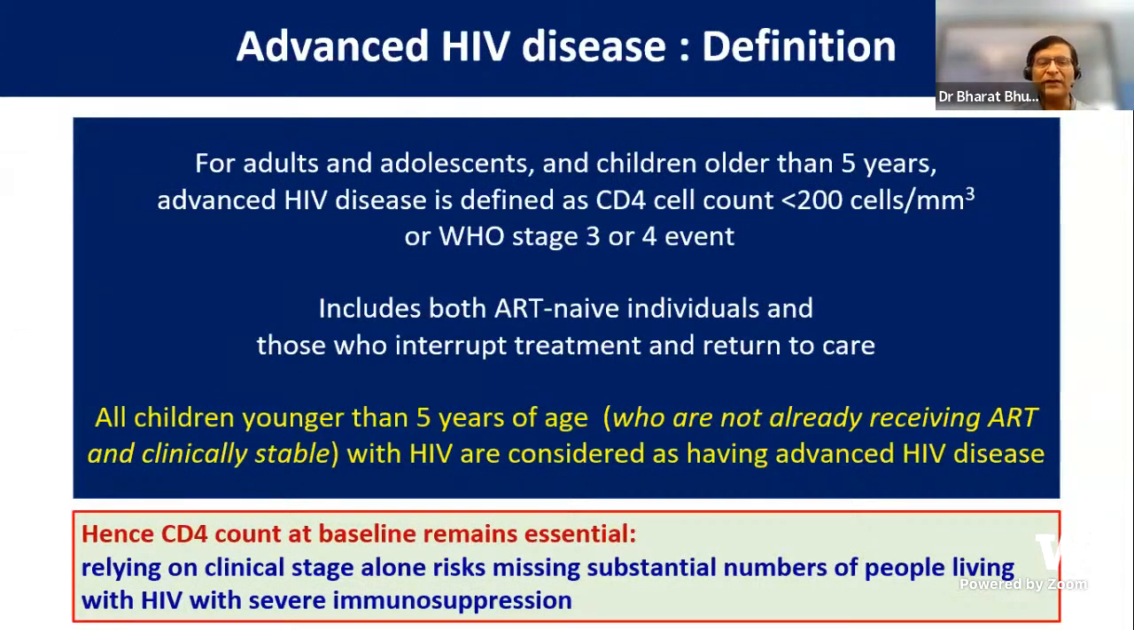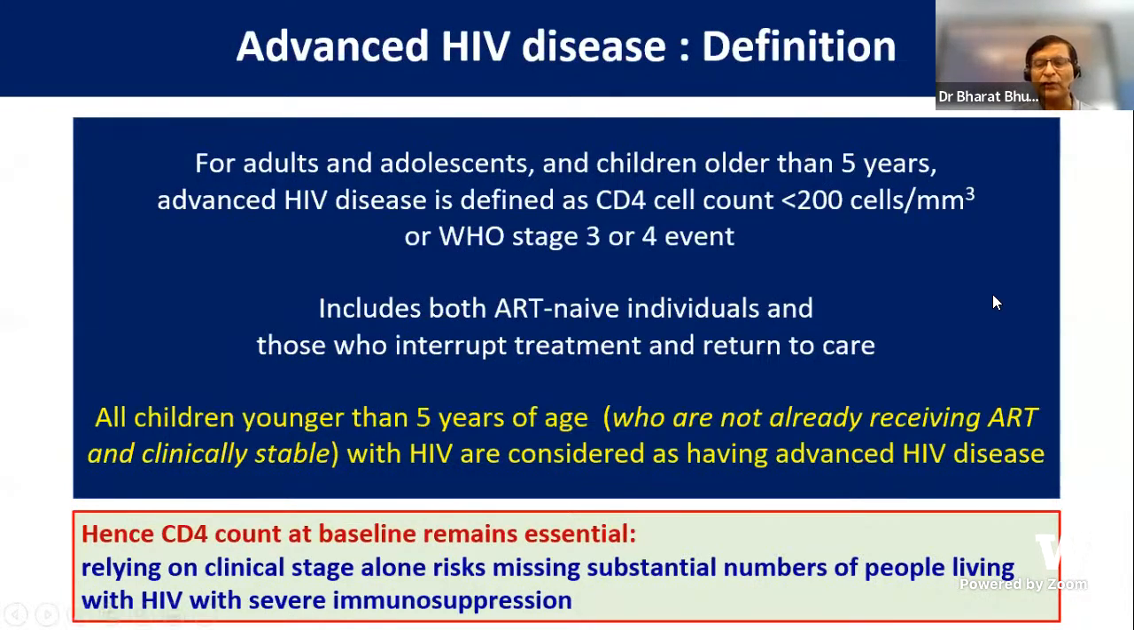So that is the need, that we want to have a group of people called advanced HIV disease. We can have different categories: people with a good CD4 count, people who are stable on ART, people who are failing on treatment. But we want to have another category, which is people with advanced HIV disease. And by definition, for adults and adolescents and children older than 5 years, advanced HIV disease is defined as CD4 count of less than 200 cells or a WHO stage 3 or 4 event.